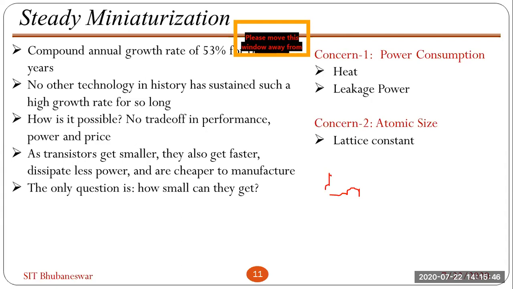And the second thing is atomic size. The atomic size means the lattice constant between two atoms. Suppose we are generally using silicon. Between two silicon atoms, what is the distance? It's around 0.5 nanometer.